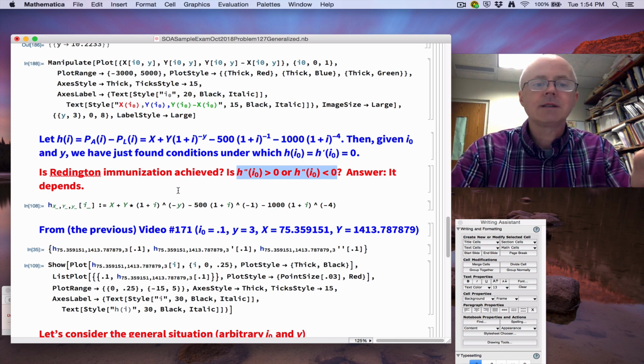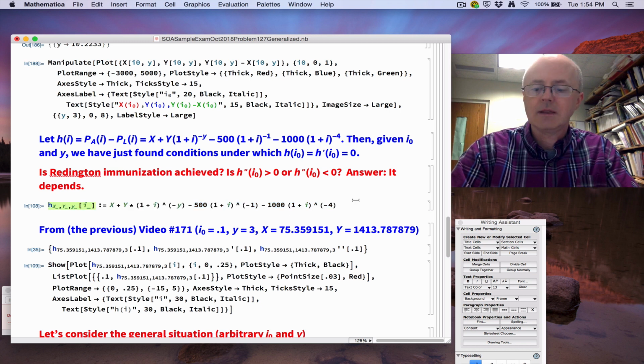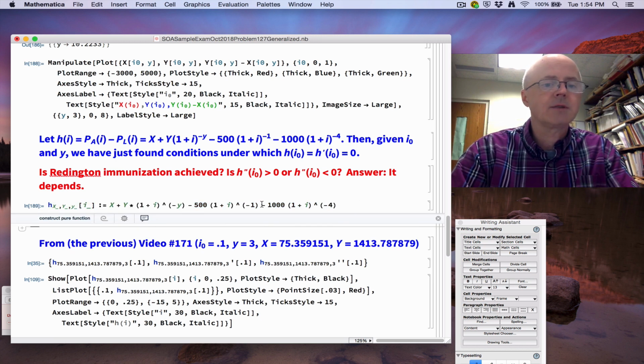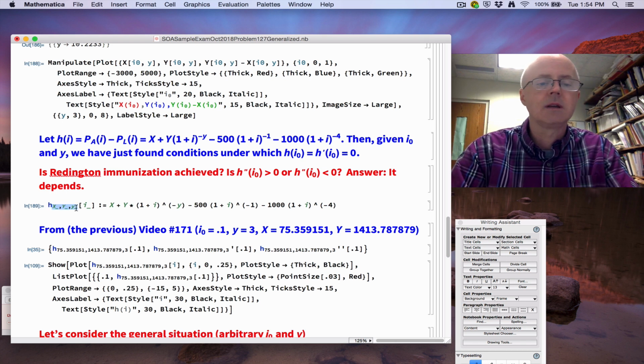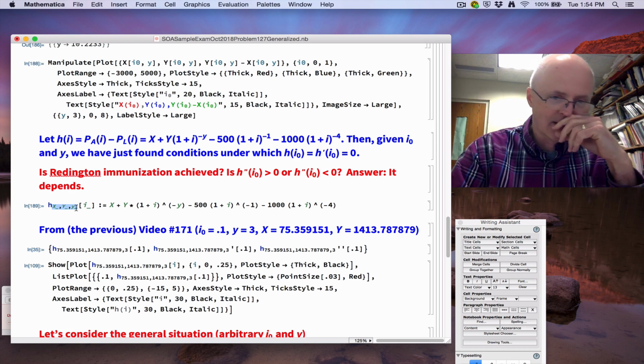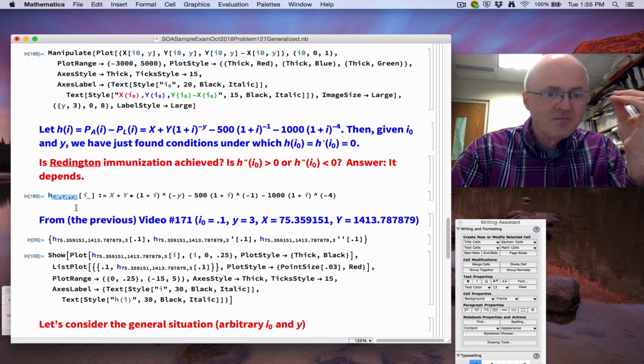Is it achieved? The answer is it does depend. Again, we saw when I0 was 0.1 and little y was 3 in the last video that it was not achieved. But can it be achieved? I'm going to go ahead and define this function. So I'm taking those present value formulas and plugging them into Mathematica here. The key thing with this notation here is I is the main variable. By making capital X, capital Y, and little y down here as subscripts, I'm making those sort of parameters, but they are variables as well.